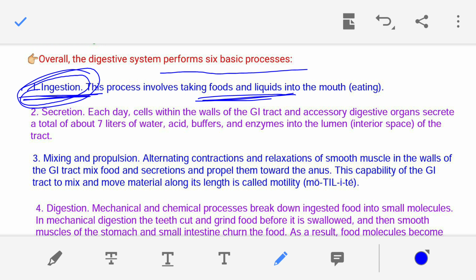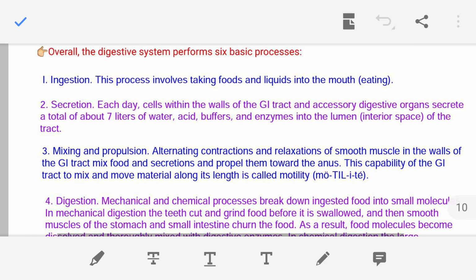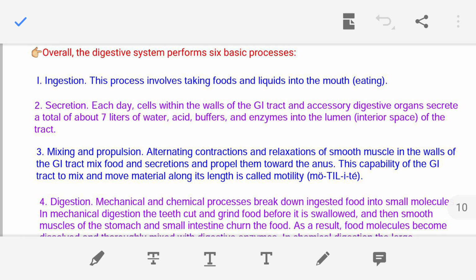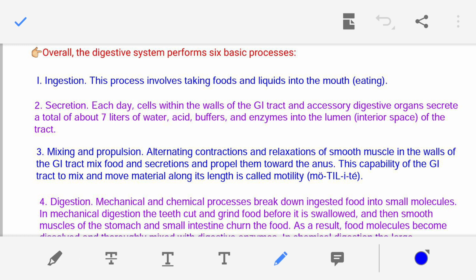So in short, taking the solids and the liquids, food material in our mouth, that is known as ingestion. Now the secretion. Now GI tract plus accessory digestive organ.